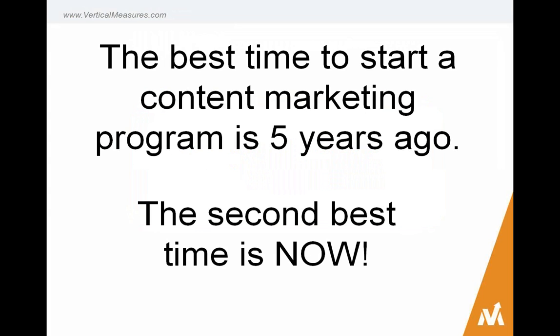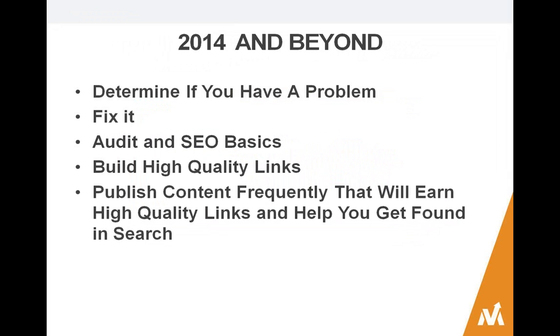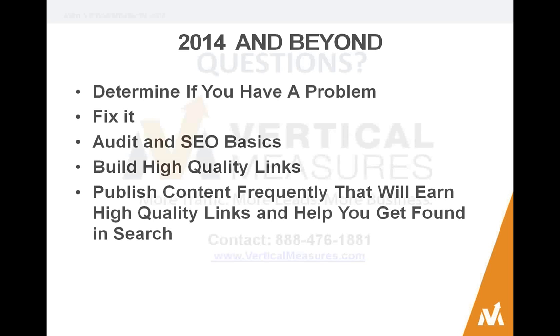And finally, the best time to start a content marketing program is actually 5 years ago, and the second best time is now. So for 2014 and beyond, determine if you have a problem, fix it, audit your website, and do the basic SEO, build high-quality links, and publish content frequently that will help you earn high-quality links and help you get found in search.